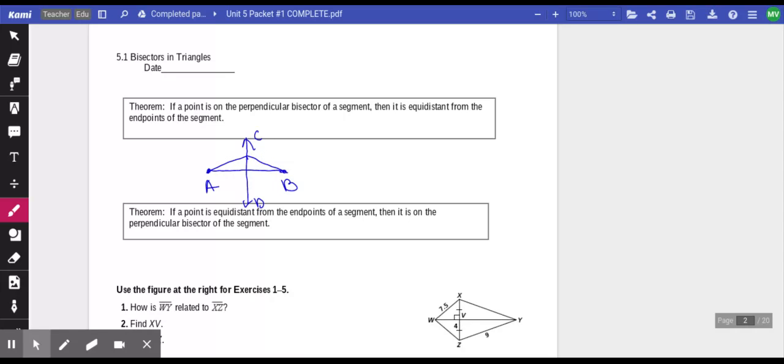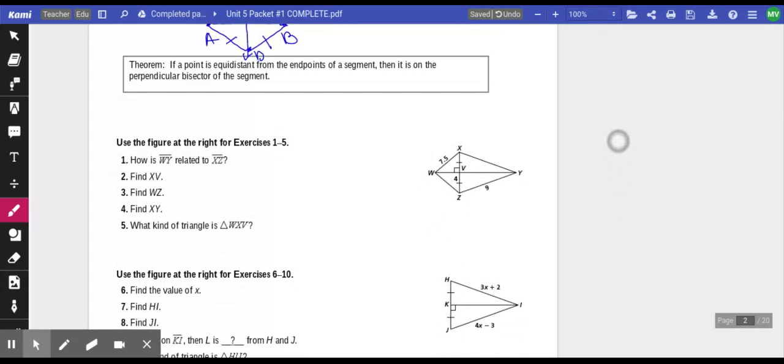So that creates an isosceles triangle. If I go down here, it creates an isosceles triangle. So these are congruent, and I can do that all up and down that line. Second theorem is if a point is equidistant from the endpoints of a segment, then it's on the perpendicular bisector. So that's saying that theorem works backwards.